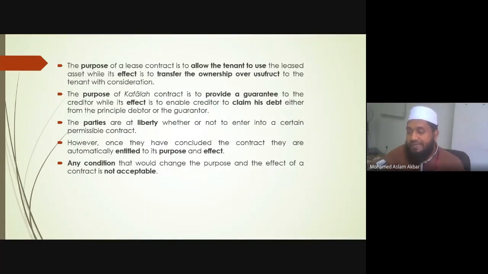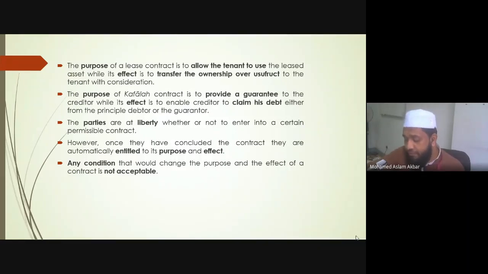So, the purpose of a lease contract. I told you there are many types of contract, right? Maybe I can give you some of them. Like I told you just now, the sale contract. Then you have the lease contract. Then you have the lending or borrowing contract. Then you have hawala. Then you have kafala. These are the contracts, by the way.